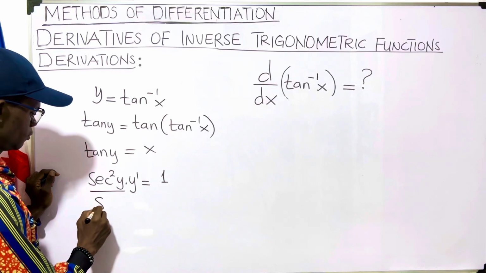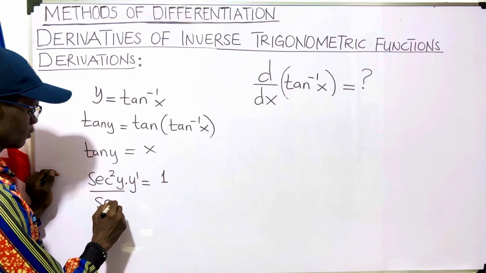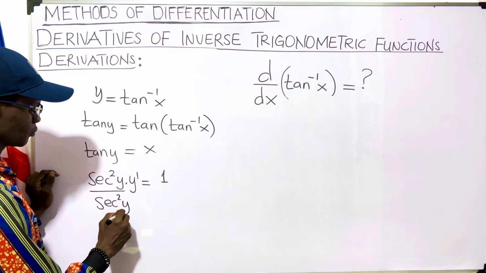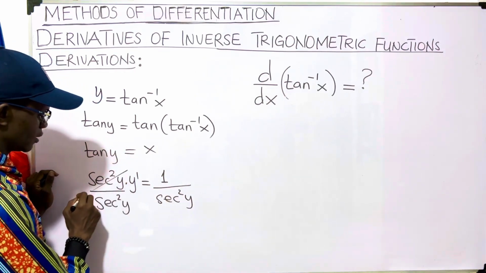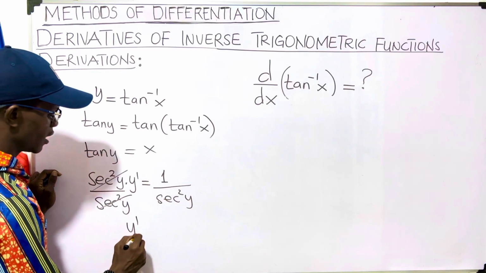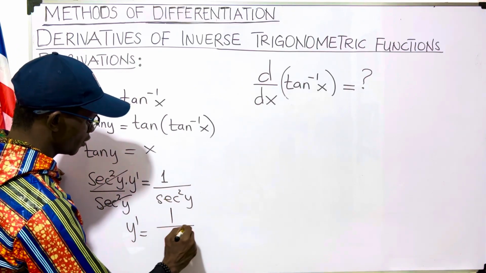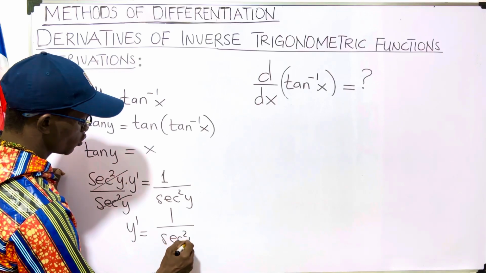We solve for this y prime. We need to divide both sides by secant square y. So y prime now is equal to 1 all over secant square y.